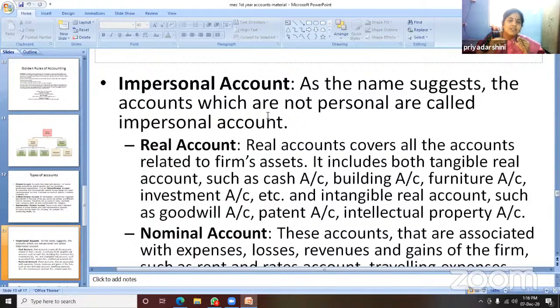Tangible real account means that we can see, that we can touch. So it includes cash. Cash we can see, cash we can touch, building account, furniture account, investment account. All these come under real account, tangible real account. Coming to the intangible real account. Intangible is opposite to tangible, that we cannot see, that we cannot touch. So that comes under intangible assets. Examples of intangible assets are goodwill, patent and intellectual property. Patent right and intellectual property mean we have a right on those assets. It is considered as a right, so that cannot be seen.